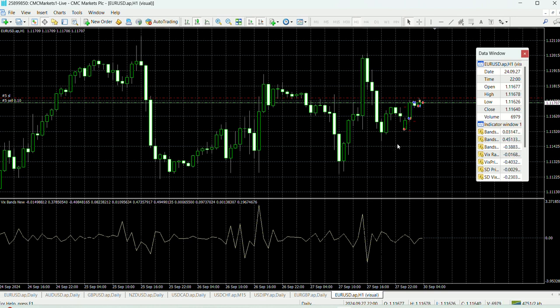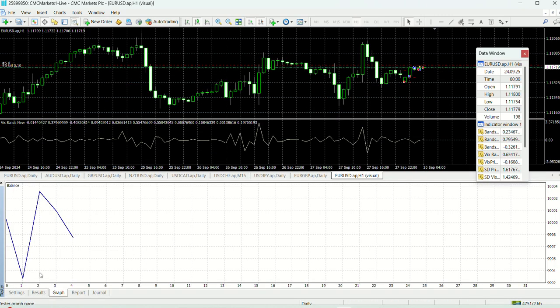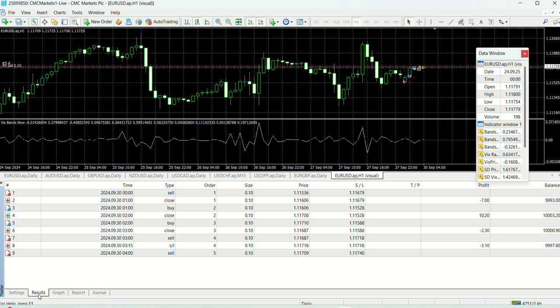So you can see here, it's a simulation, and the robot is automatically opening and closing trades. Right now we are in a sell trade, and we can see the progress here. So this is the progress, gradually opening and closing one after another.